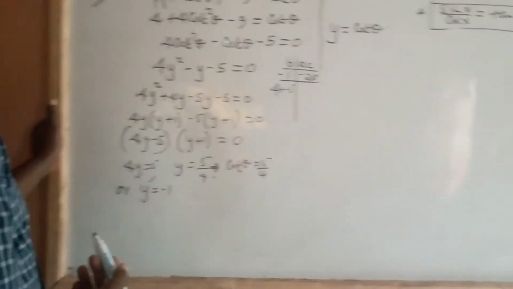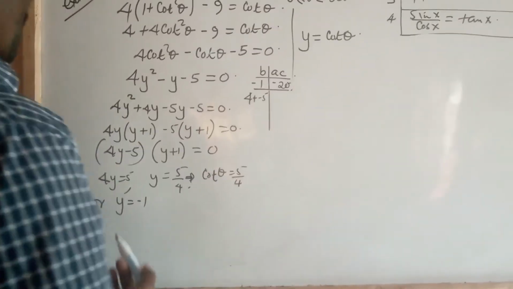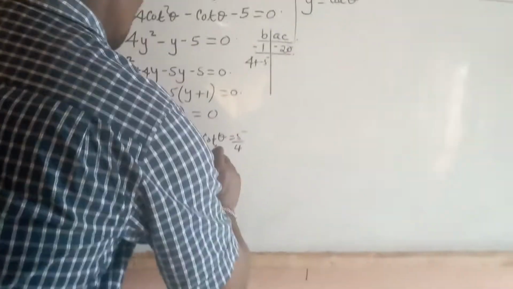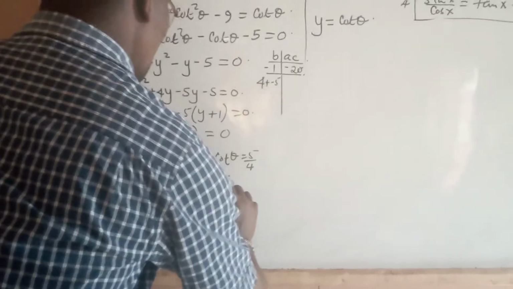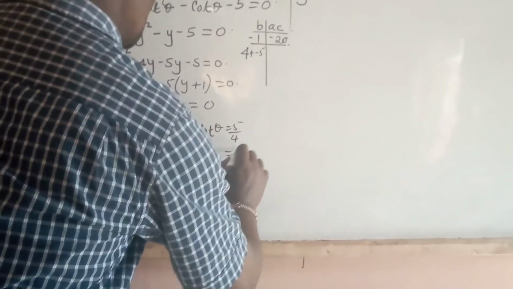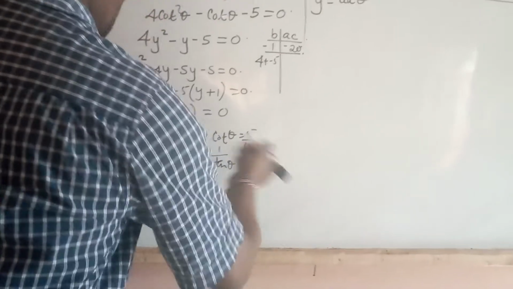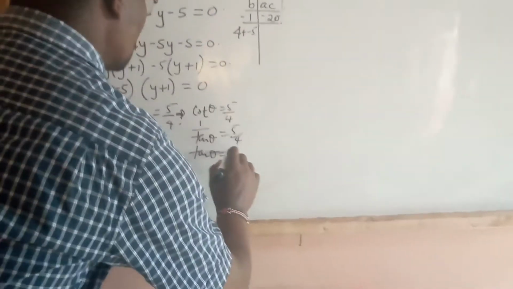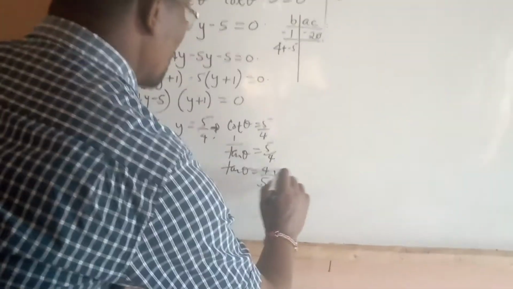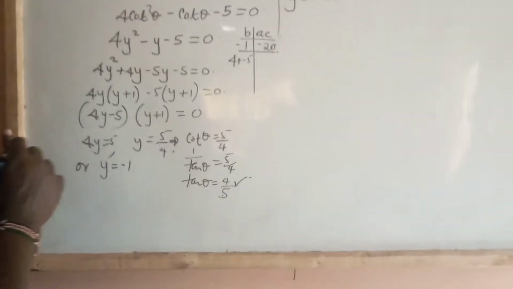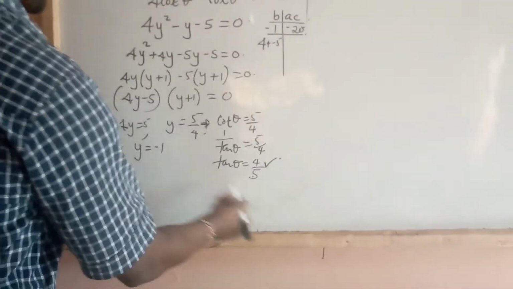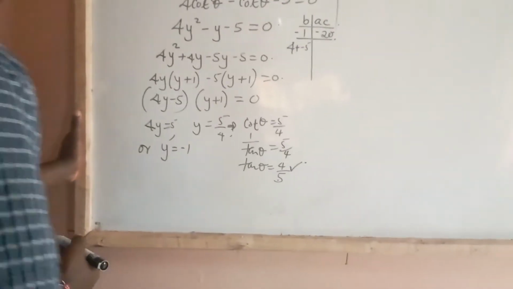And of course, what is cot theta? Cot theta is 1 over tan theta, which is 5 over 4. This one already tells us that the tangent of theta is 4 over 5. And that is one solution. We have not yet been able to get the value of theta, but we can already see that the tangent of theta is equal to 4 over 5.